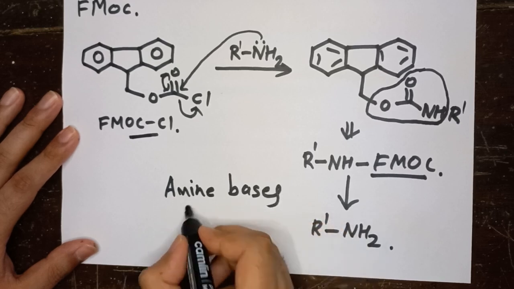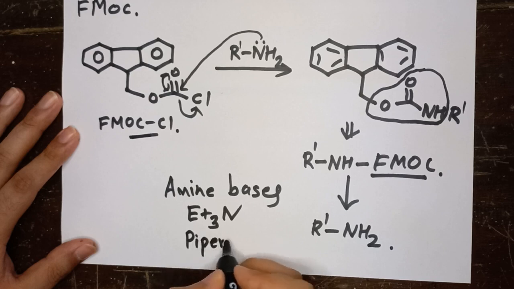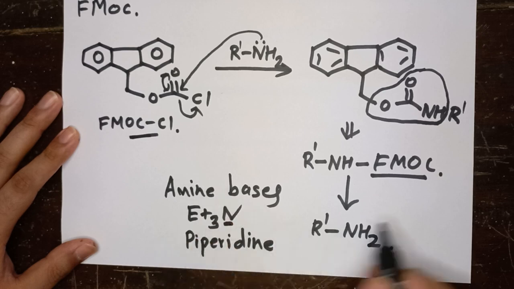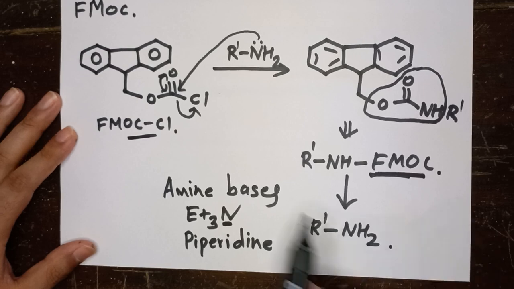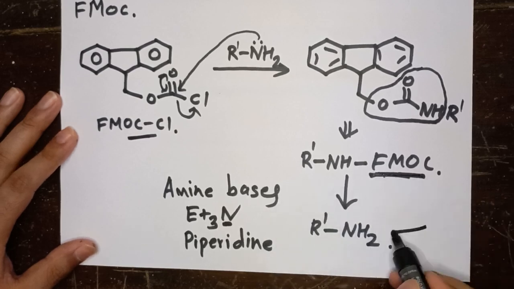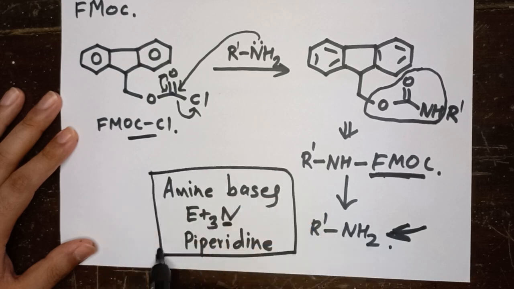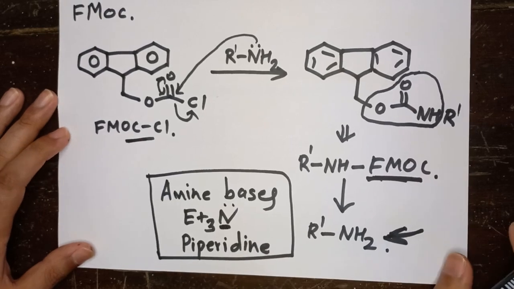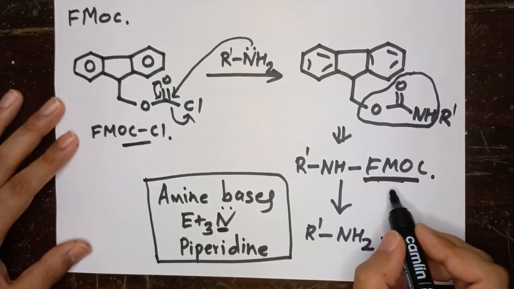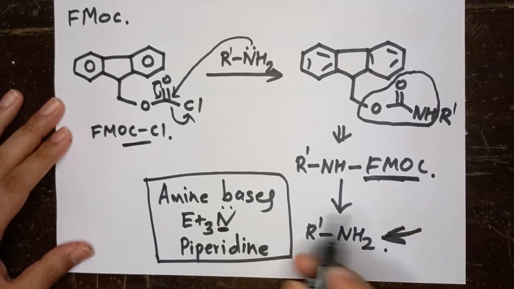What are the amine bases? Like triethylamine I can use, and I can use piperidine. So basically you have to use nitrogen containing bases to remove this FMOC group. You need to remember that to remove FMOC group and generate your RNH2 back, you need to use amine bases, where the nitrogen lone pairs are acting as a base. So this is about FMOC. Now let's see the mechanism of how this FMOC is getting deprotected using an amine base.